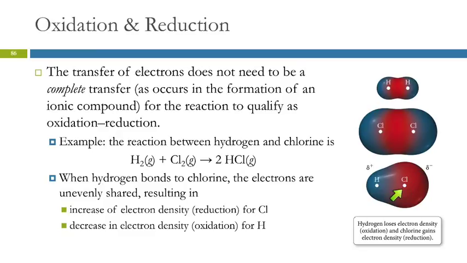So the chlorine has gained electron density. The hydrogen has lost electron density. Reduction is gain. The one that gained is being reduced. The chlorine gets reduced. The hydrogen gets oxidized. Okay? Any questions?